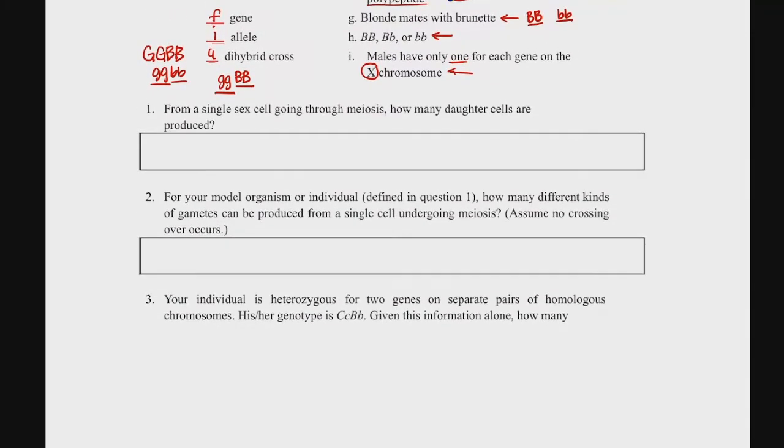So, from a single cell going through meiosis, how many daughter cells are likely produced? If you were here last week or remember the details of meiosis, we can say that 4 cells are produced.